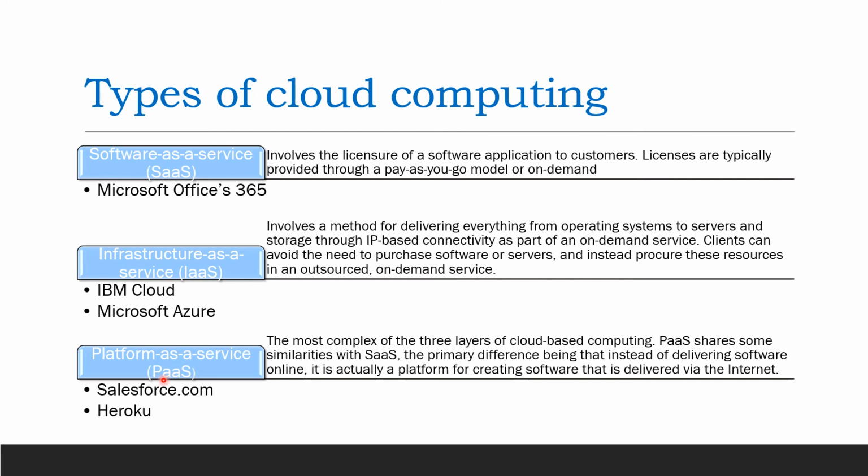And then we have platform as a service. This is the most complex of the three layers of cloud-based computing. It is similar to software as a service, but the difference is that instead of delivering software online, it is actually a platform for creating software. So it is more complicated. It's not just plug and play like the first one. Examples here are Salesforce.com and Heroku.